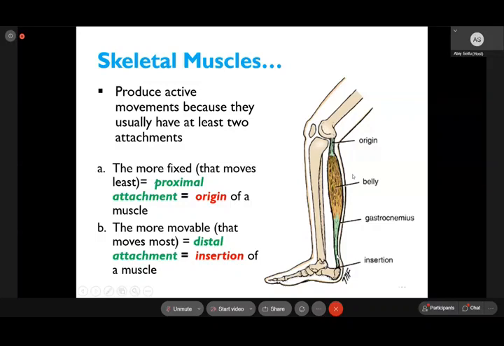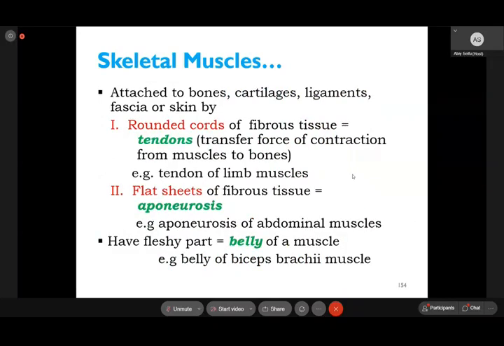That means when it contracts, the effect of contraction occurs on its distal attachment. For example, this one is the gastrocnemius muscle, so when it contracts it can flex the knee joint, I mean the ankle joint. It can flex the ankle joint.